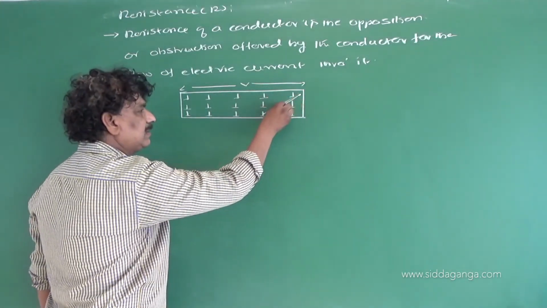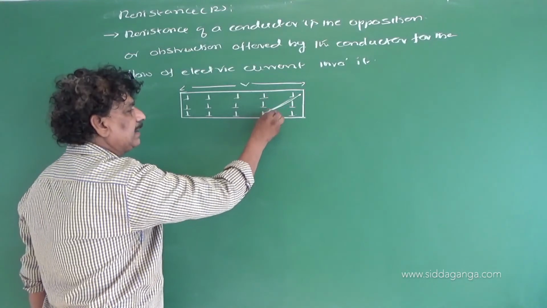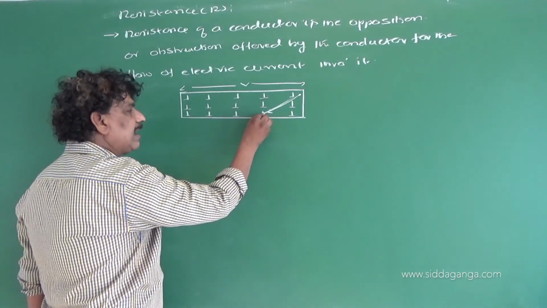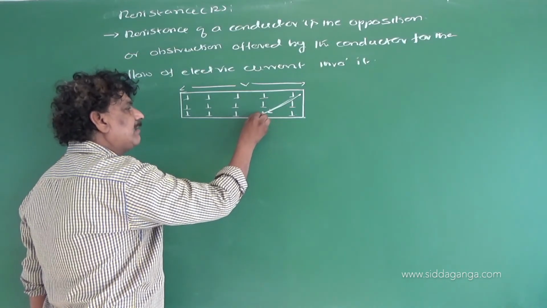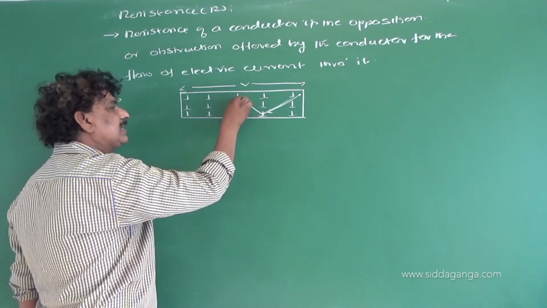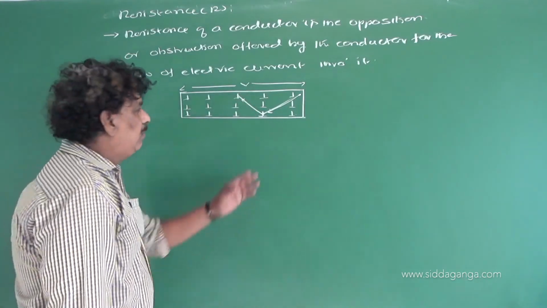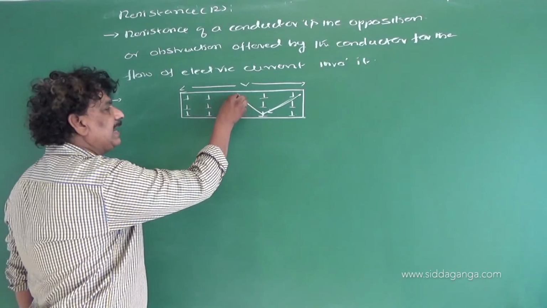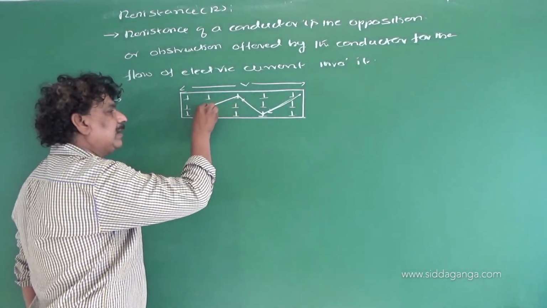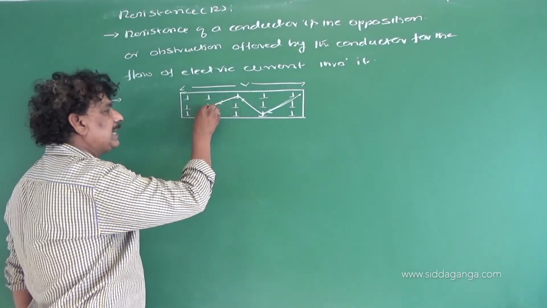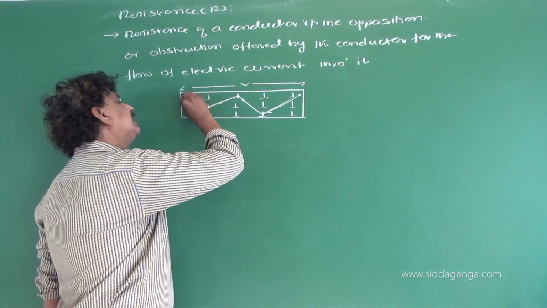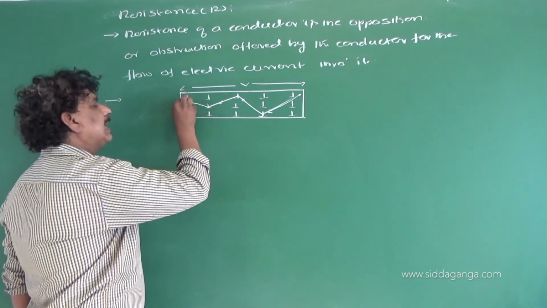It collides with an ion. Then the direction of the electron will change. Then it moves and collides with another ion. Again here it travels and collides with another ion, and finally reaches the other end.